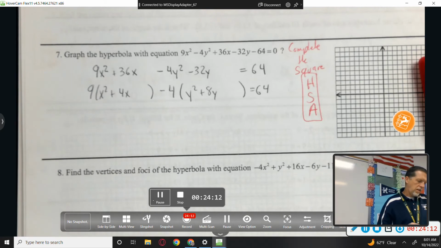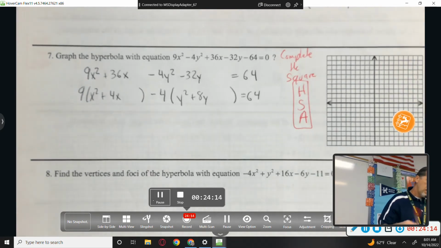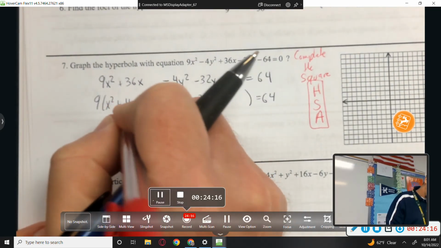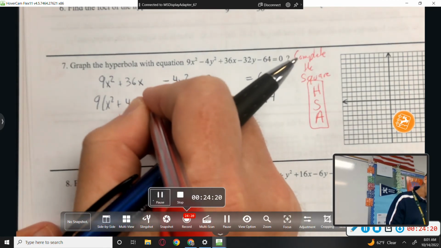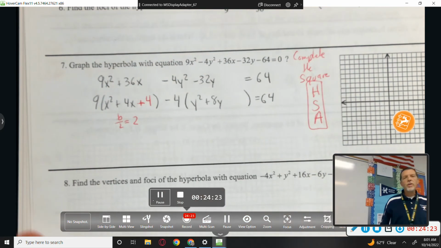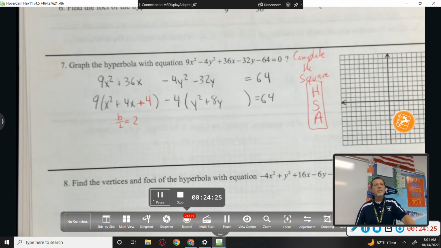So now for the half it, square it, add it portion of the problem. Half it is 2. Square it, we get 4. So I write plus 4. But what did I really just add to the left-hand side? 36.